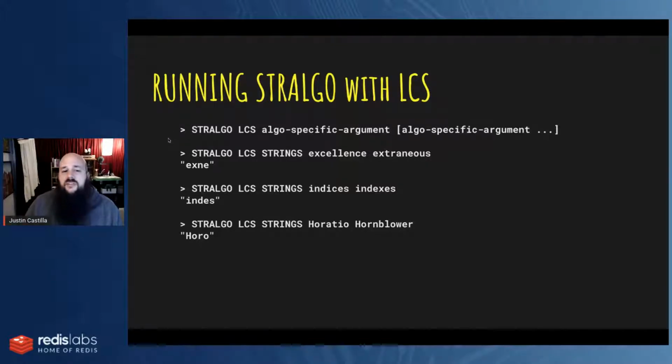So if I call STRALGO LCS, I'll use STRINGS to tell the command that I'm using strings as arguments. I'm going to compare "excellence" and "extraneous", and I get the string "Xnce". So EX and E are the similarities between those two words.